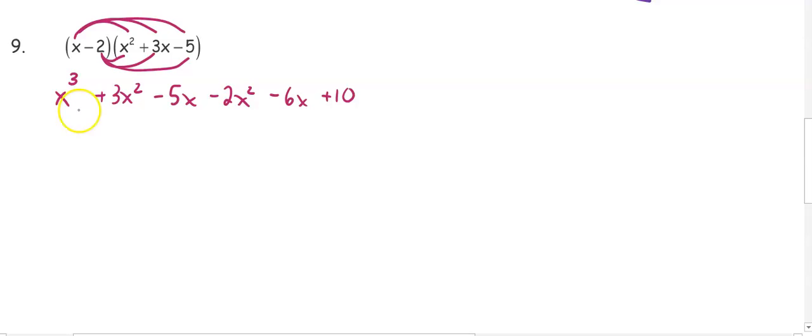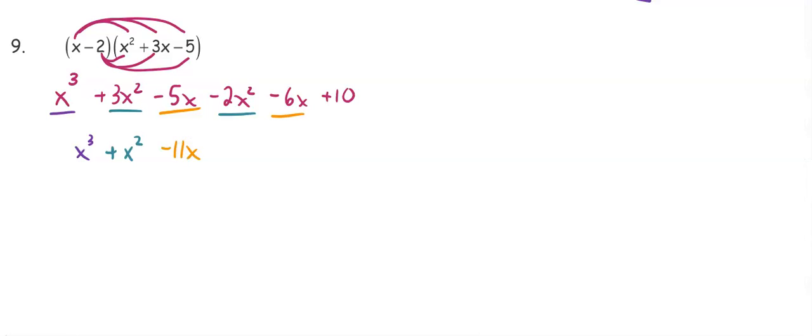So when we combine like terms, the x squareds combine together to get us x squared. The x cubed is by itself. So we have x cubed plus x squared. And then we have our x's that can combine together. So negative 5 minus 6 would get us negative 11x. And then we have our 10 that goes by itself, so plus 10.